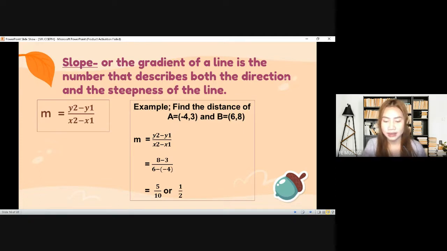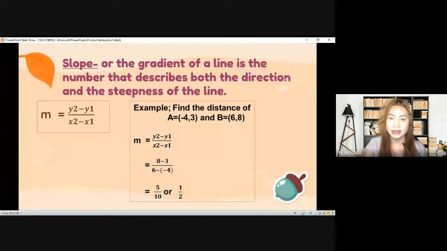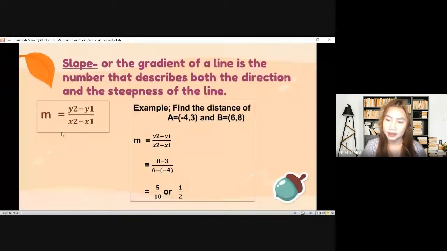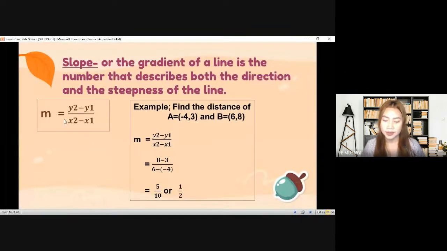So, lagi niyong tatandaan, ang coordinate geometry, it is founded by Rene Descartes during 17th century and parang nag-base siya with the fly on the ceiling. Tapos, abscissa for x-axis, ordinate for y-axis. Tapos, ang origin natin, laging 0.